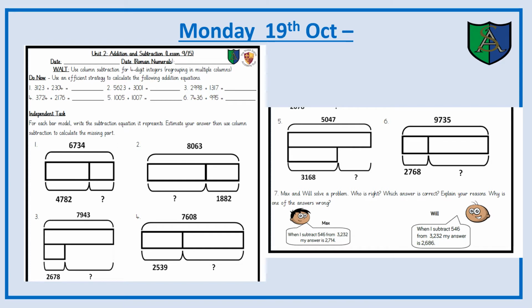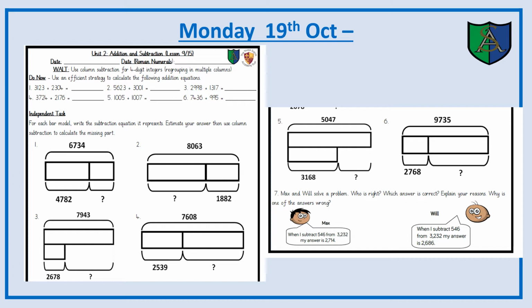So when I'm looking at this first calculation, I know I need to do 6,734 subtract 4,782. Thinking about which is the most efficient method, I'm thinking that I'm going to do this using column subtraction. I'm going to estimate my answer first though. I'm rounding 6,734 up to 7,000, and I'm also rounding 4,782 up to 5,000. So my answer will be approximately 7,000 subtract 5,000, which is 2,000. I know my actual answer will be roughly close to 2,000.